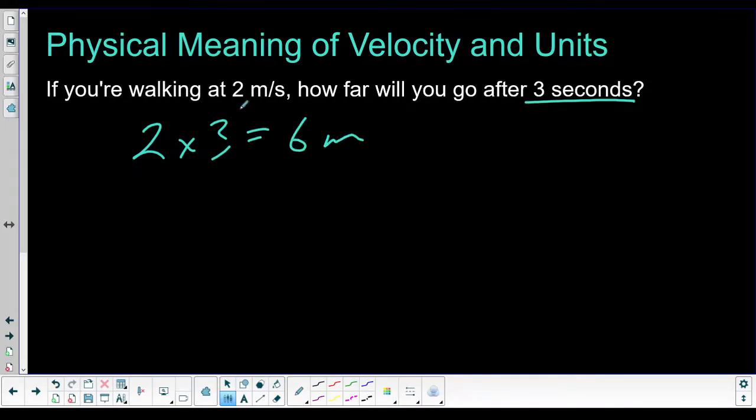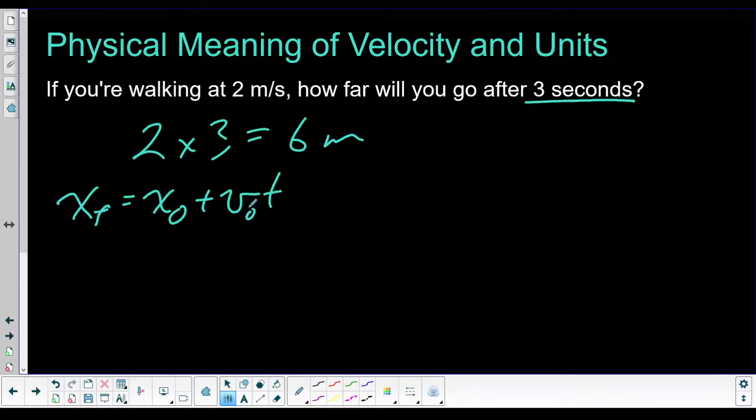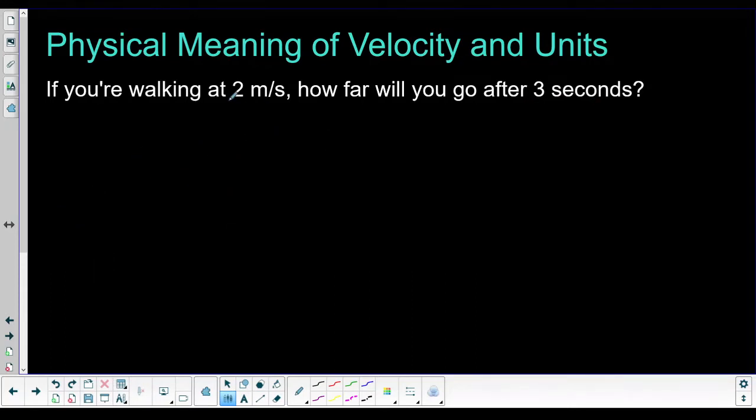All right. We can also see this in our formula. X final equals X initial plus velocity times time. I don't tell you a starting position, so we'll just assume it's 0. So it's my velocity, 2, times my time, 3. I'll go 6. That's not a 6. Try again, Mr. Barton. 6. Anyway, okay. But let's break this down.